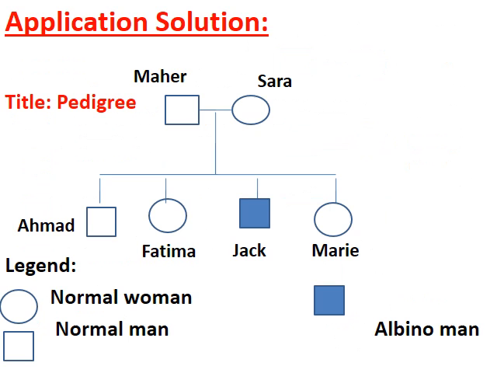So we said that Maher and Sarah marry, which means marriage, and they give birth to Ahmad, Fatima, Jack, and Mary. This is the legend here. We have a normal woman, which is the circle, an empty box or empty square for the normal man, and an albino man with a box which is filled.